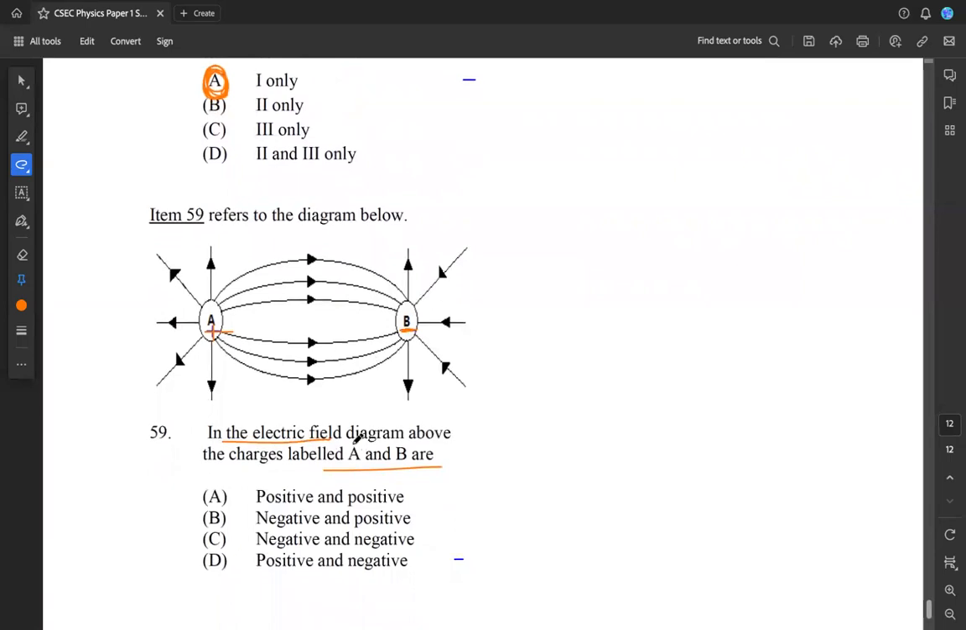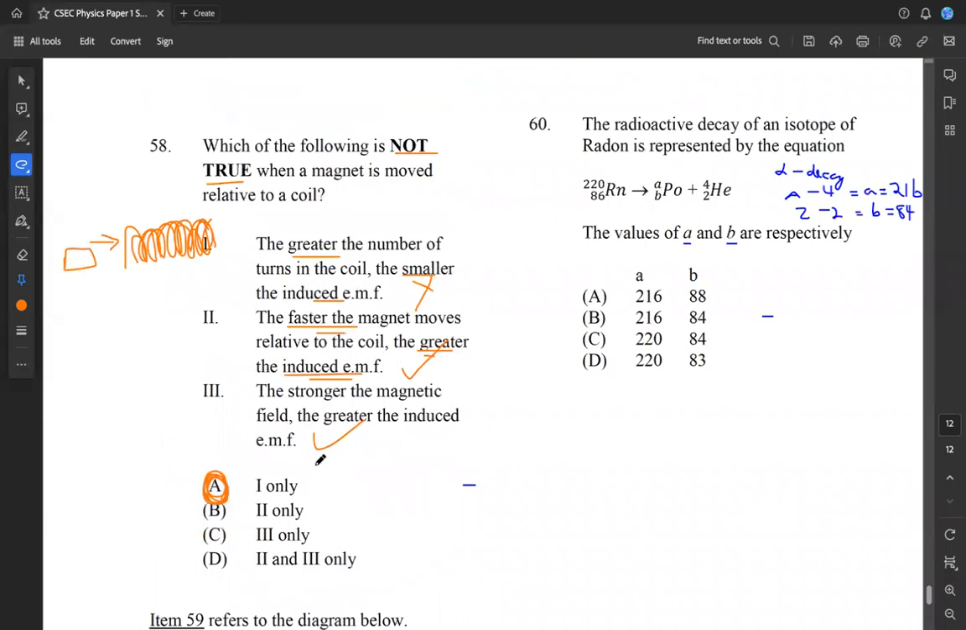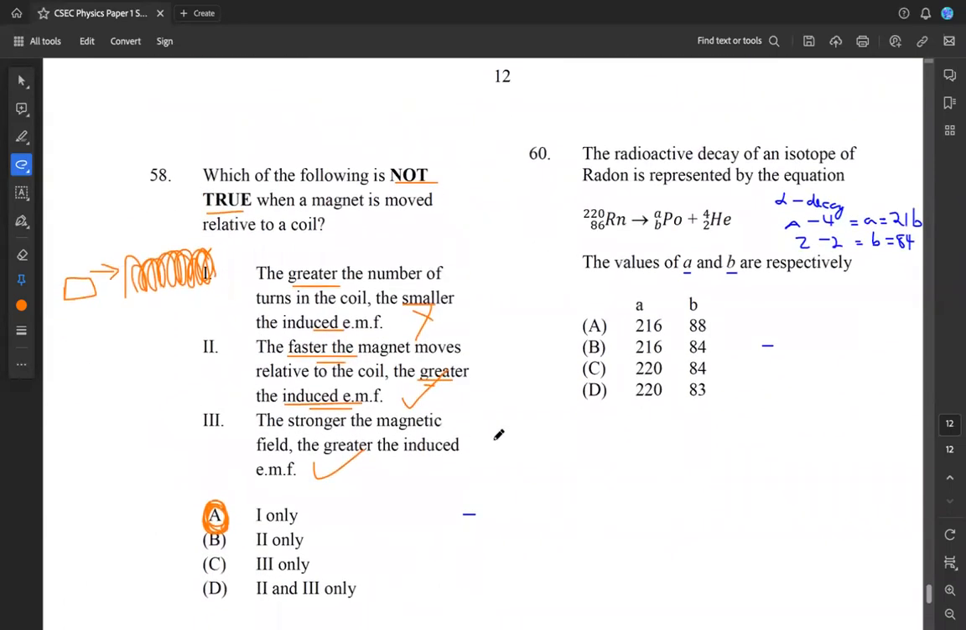So if we're supposed to choose which is A and which is B, A is positive and B is negative. So our answer for 59 is D, okay? This is really relying on our knowledge of field lines in an electric field, and knowing that if it goes away from something, that charge is positive, and if it comes into something, it's negative, okay? So 59 is D. And then finally, we're at question 60.